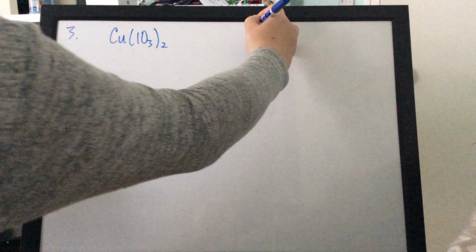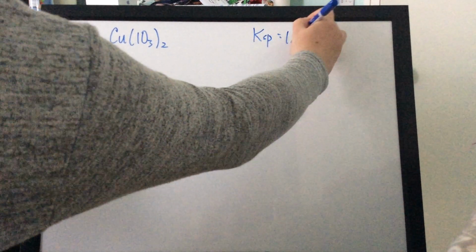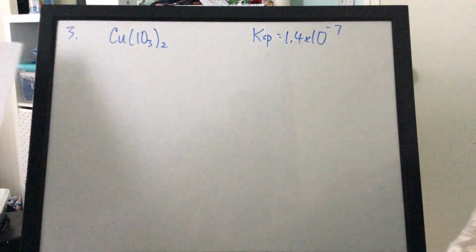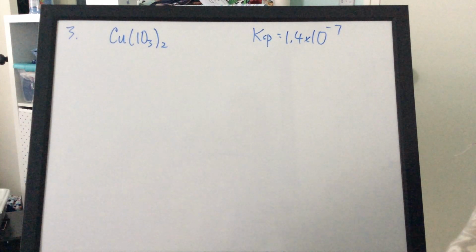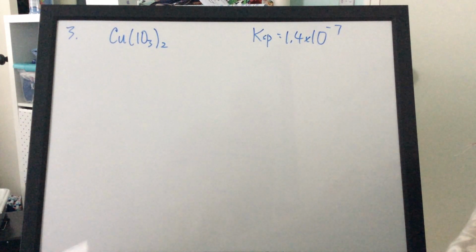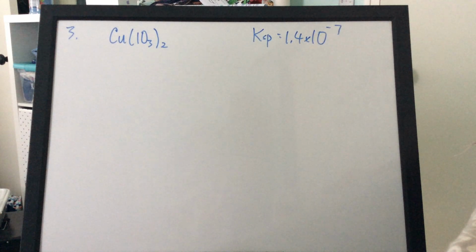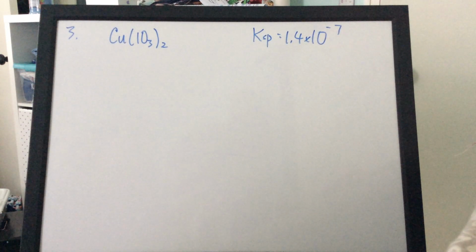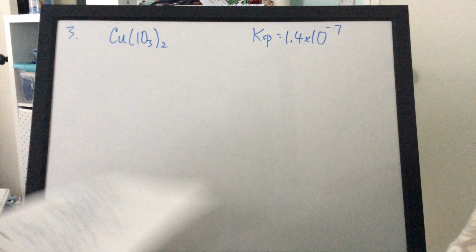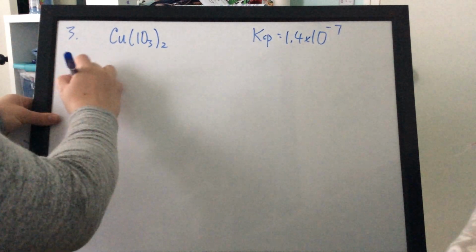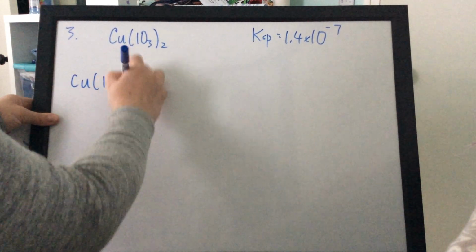And then the third problem is a little bit different. This third problem is kind of a nice lead-in to the next section that we're going to talk about. And so this one says the Ksp value for copper 2 iodate is 1.4 times 10 to the negative 7. Calculate its solubility. So this is a reverse problem, right? In the first 2 we just did, they gave us molar solubility and asked us to find Ksp. In this case, it's backwards. They gave us Ksp and they're asking me to find molar solubility.